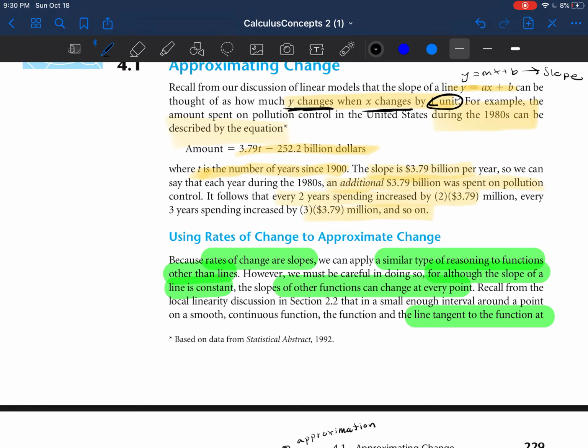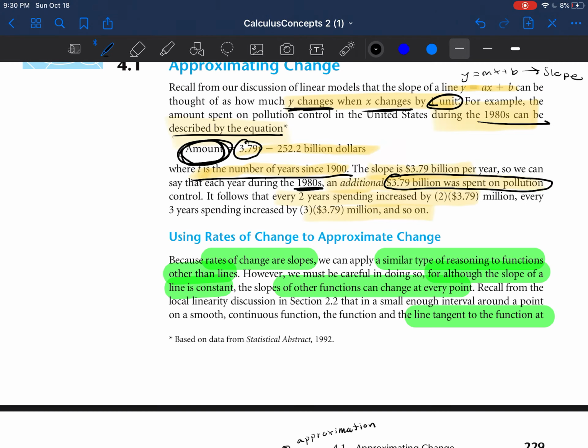So let's look at an example. The amount spent on pollution control in the United States during the 1980s can be described by this equation. This is the amount it changes, in billions of dollars. So 3.79 billion dollars per year, and t is years since 1980. So we can say that each year during the 1980s, an additional $3.79 billion was spent on pollution control.